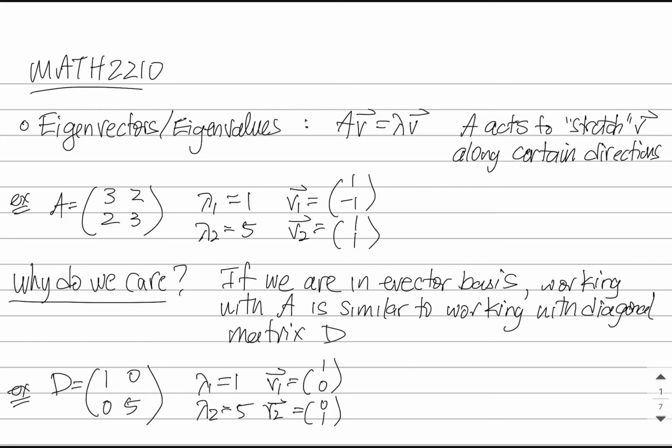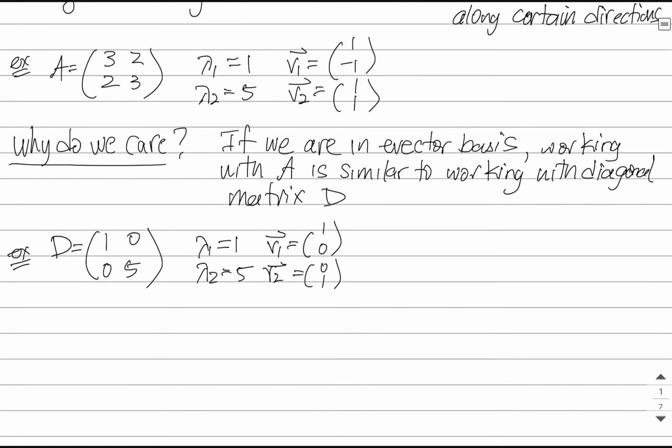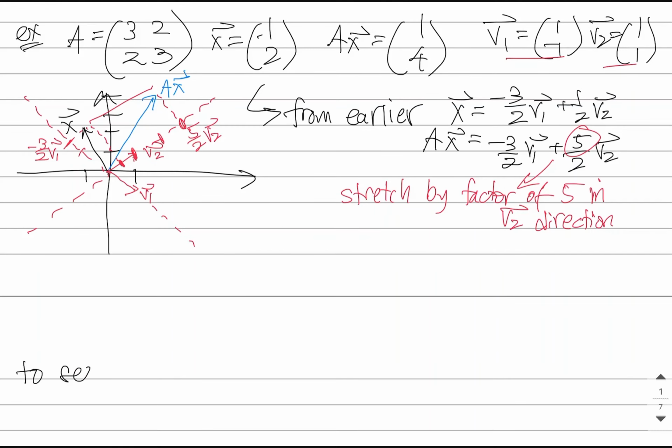We've been studying eigenvectors and eigenvalues. So the definition is that an eigenvector is a special vector that when you multiply it with a matrix, it will just end up being stretched. If we're in an eigenvector basis, working with A becomes really easy. And a little bit more precisely, it becomes very similar to working with a diagonal matrix. So if we want to see this a bit more clearly, we have to use this basis representation.